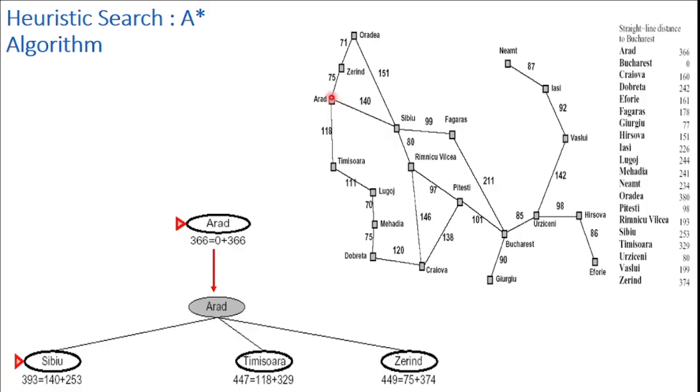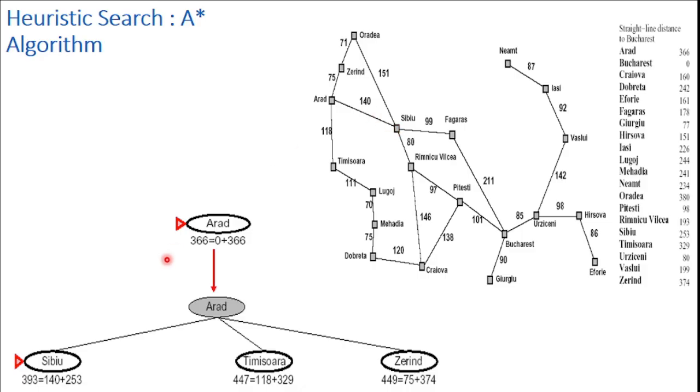From Arad, if we explore Arad, there are three possible ways. The agent can go to Zerind, Sibiu or Timisoara. These are the three possible ways your agent can move: Arad to Zerind, Arad to Sibiu, or Arad to Timisoara. Now if you explore Arad, you have three nodes, namely Sibiu, Timisoara and Zerind. Now we can get into Sibiu. You can check: what is the actual distance from Arad to Sibiu that we have traveled so far?